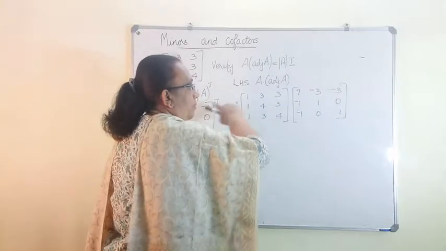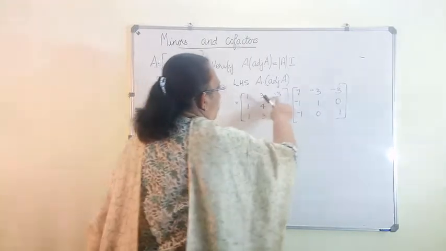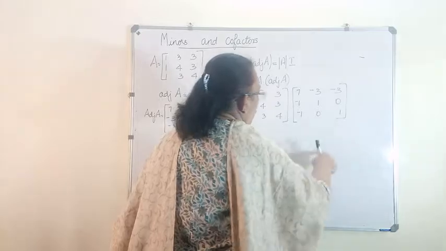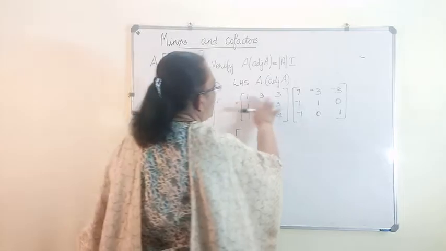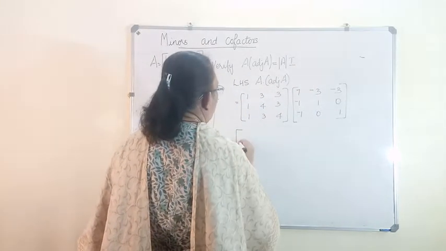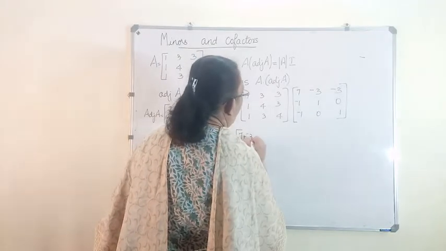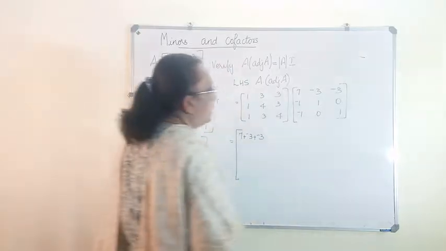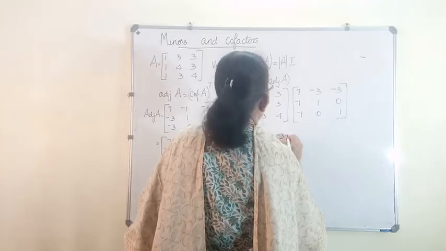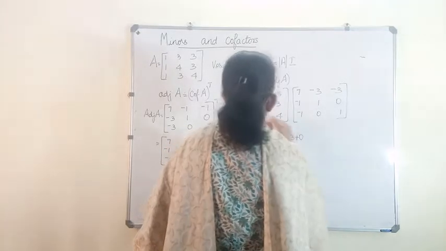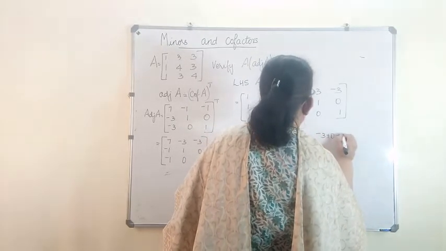Row, column, row, column. It goes like a 7 pattern. Row, column, row, column, row, column. So let us see what the answer is. First row into the first column: 1 into 7, 7, plus 3 into minus 1, minus 3, plus 3 into minus 1 is minus 3. First row into the second column: minus 3 plus 3 plus 0. Next one, minus 3 plus 0 plus 3.